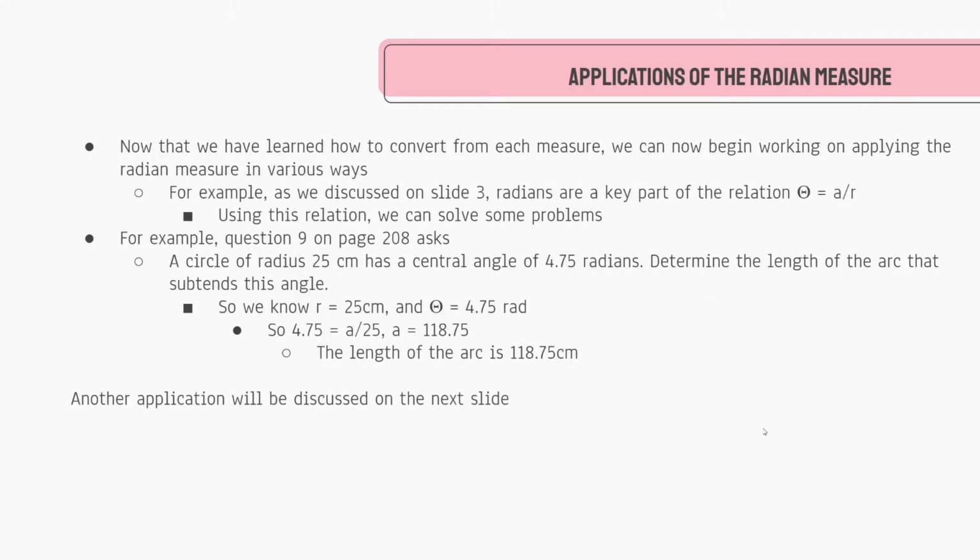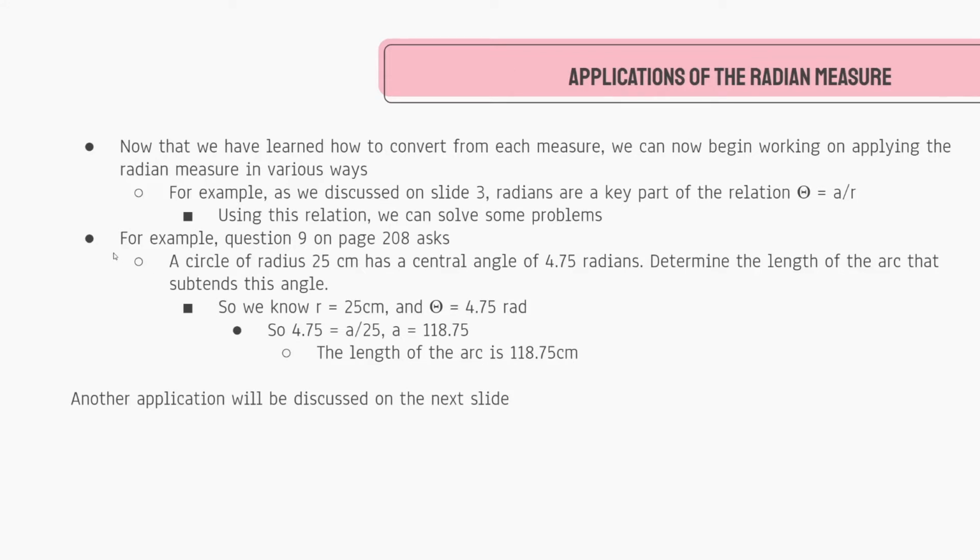Now that we know how to convert between radians and degrees, we could start applying the radian measurement to other problems. For example, as we discussed in slide 3, radians are the key part of the relationship theta equals the arc divided by the radius. As I said, this theta has to be in radians. Therefore, this is one of the biggest concepts you could apply it to.